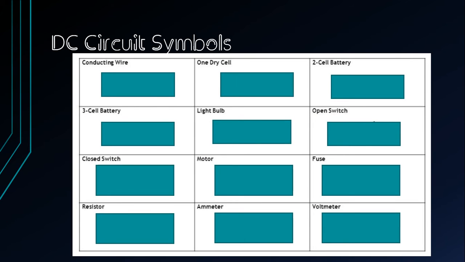Now we're going to go back to our notes and add the symbol in the correct square. The first one is a conducting wire. If you go to page 5, on the left-hand side in that square box, you're just going to draw a straight line.